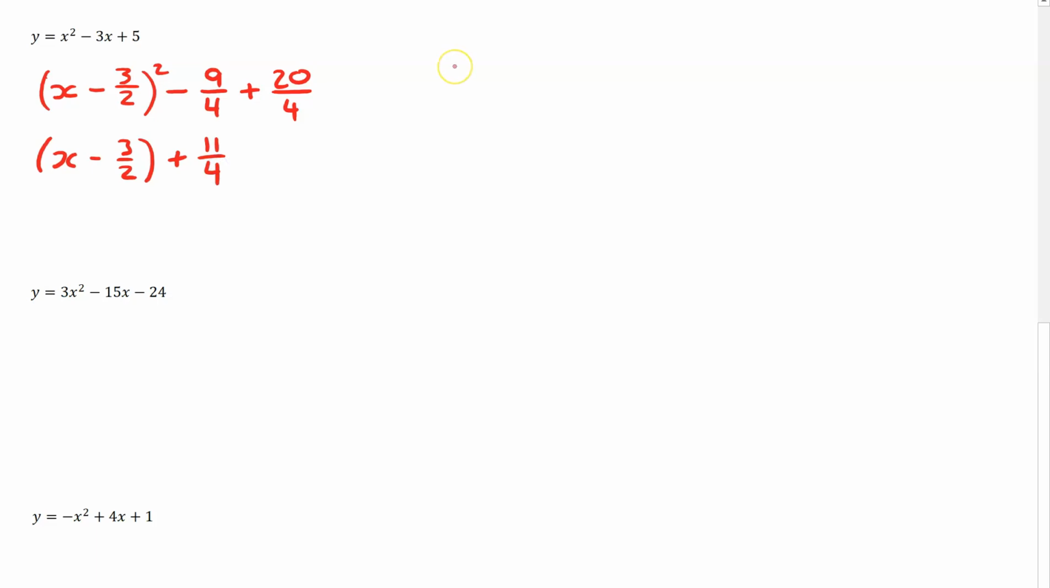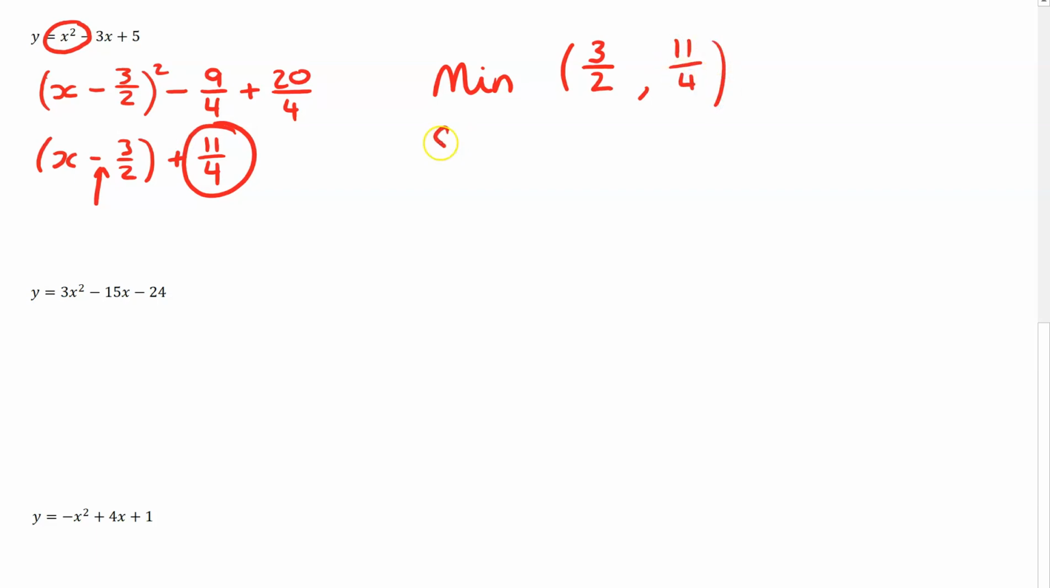So is it minimum or maximum? It's a positive x squared, so it's a minimum again. The x coordinate is the opposite sign here, so that's positive 3/2. And the y coordinate is the thing on the outside. And my symmetry line, it's a parabola, so it's always x equals, and it's whatever that coordinate is. Done.